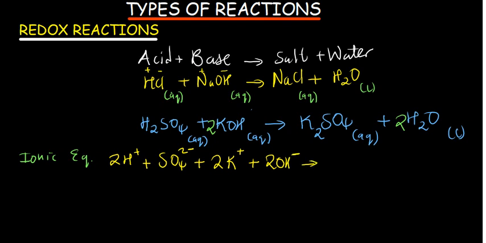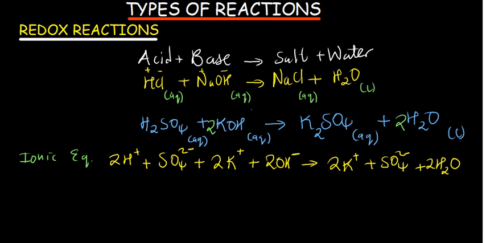And then on the product you have got 2 potassiums. So this is going to be 2. The potassium has got a charge of +1, it is in group 1. And then you have got a sulfate which has got a charge of 2 minus. Water will not dissociate because it's a liquid.